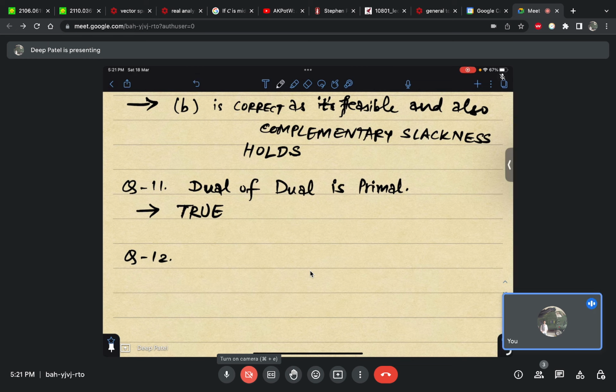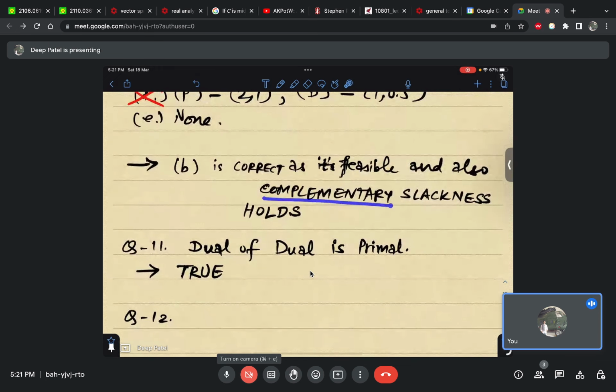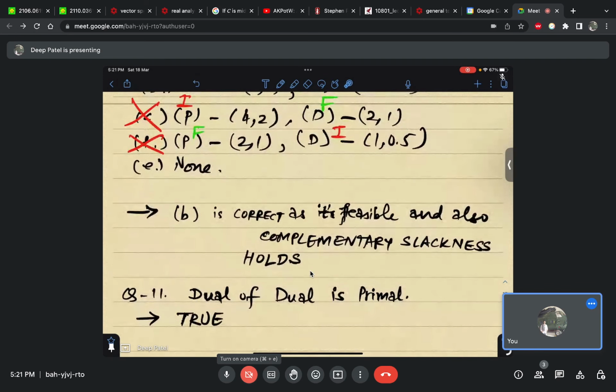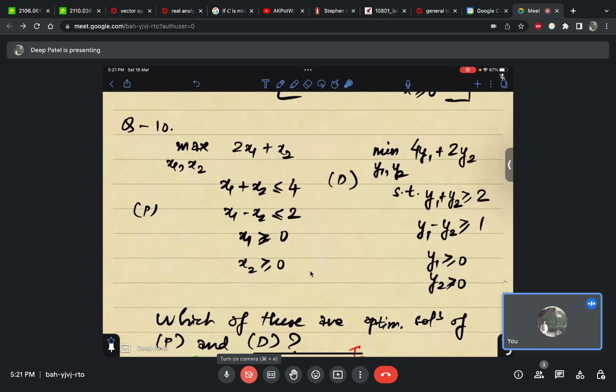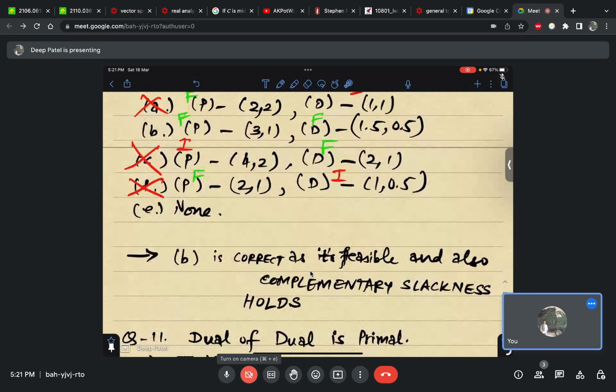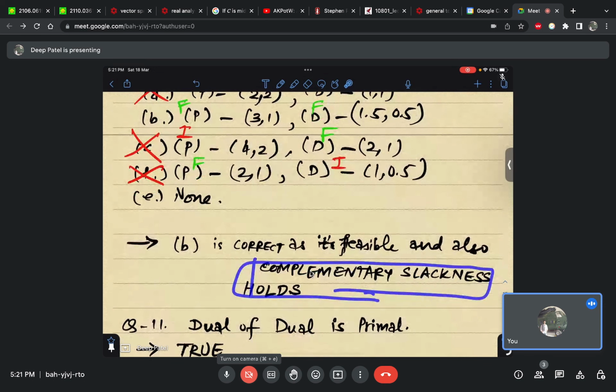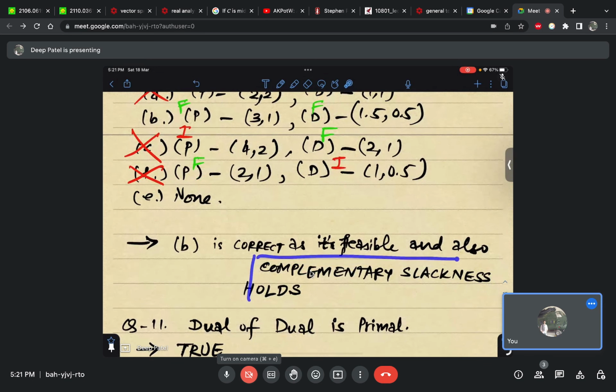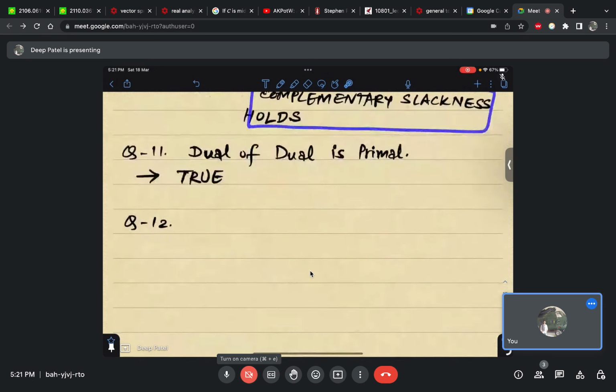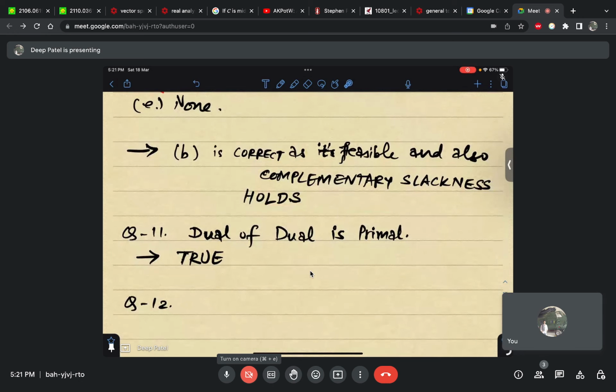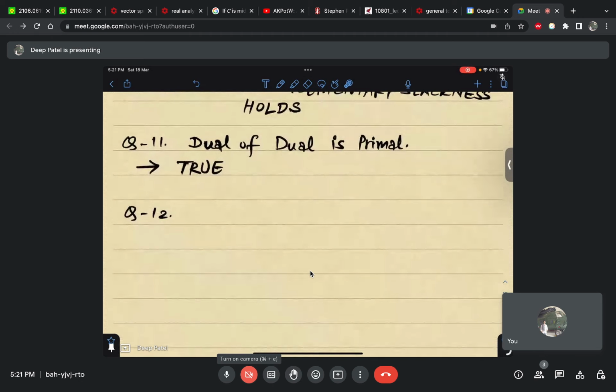So, just to reiterate, I hope that the importance of complementary slackness is clear. We are not just checking for feasibility and optimal values being the same. We also require the complementary slackness to hold. This is a very powerful result that we are going to use again and again to check for optimality. It's good that you mentioned this.